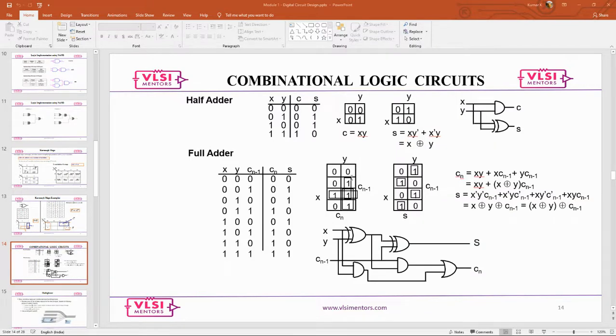And the basics of half adder and full adder. I think I did not work on this. I might have left it to you guys, so I hope you have gone through it.